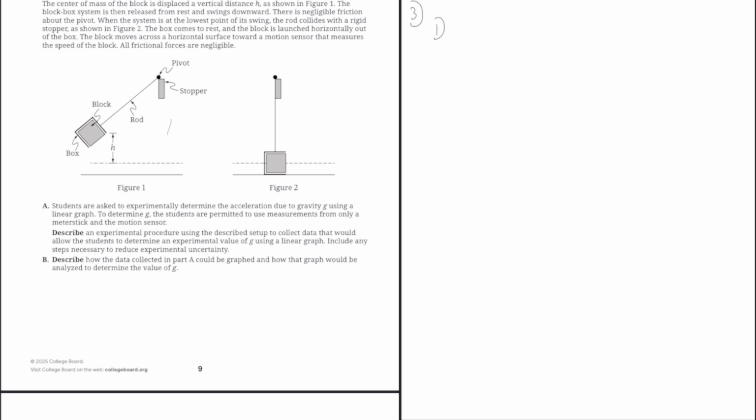So what should you be thinking? Conservation of energy. E final equals E initial. You can also think v equals square root of 2gh, because that is what this will simplify to, and I will prove that later. But what you should intuitively be thinking is that what I want to measure is the height. They gave me a meter stick, so step 1: measure height h and record it.